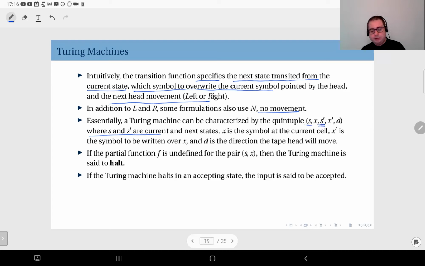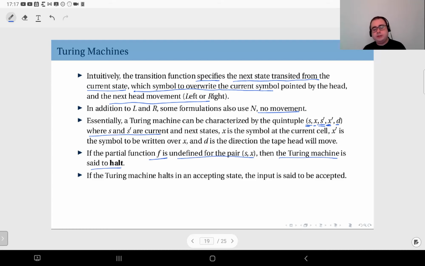When you are in this state and the input symbol is X, you will transit to S prime, and on top of X you will write X prime, so you will modify the tape, and D signifies the direction, left or right. If the partial function f is undefined for the pair (S, X), then the Turing machine is said to halt. So the operation is ended if that is the case.